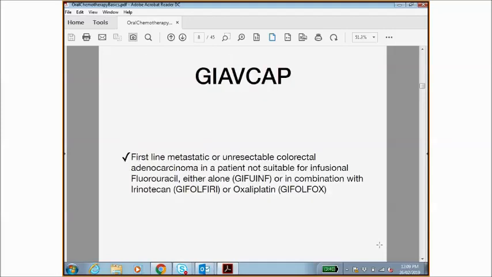So here's the protocol. And in BC Cancer, it states what it's used for: first-line metastatic or unresectable colorectal adenocarcinoma. And so this describes our patient exactly. So yeah, the protocol seems right.